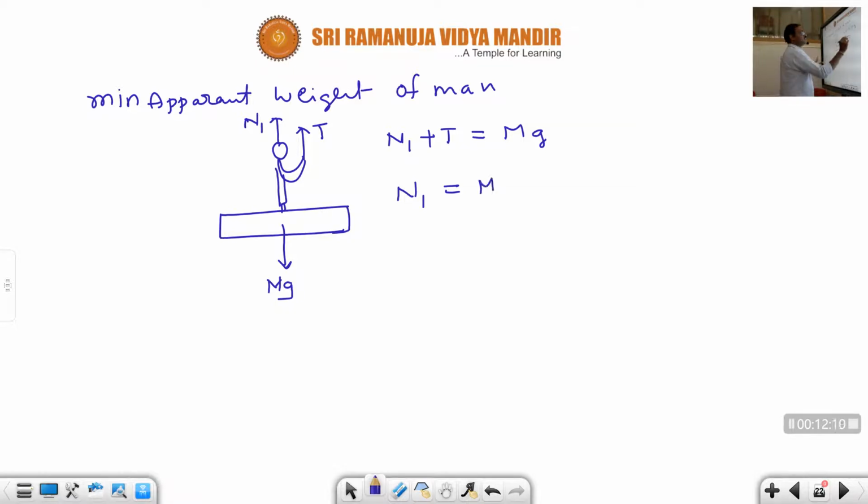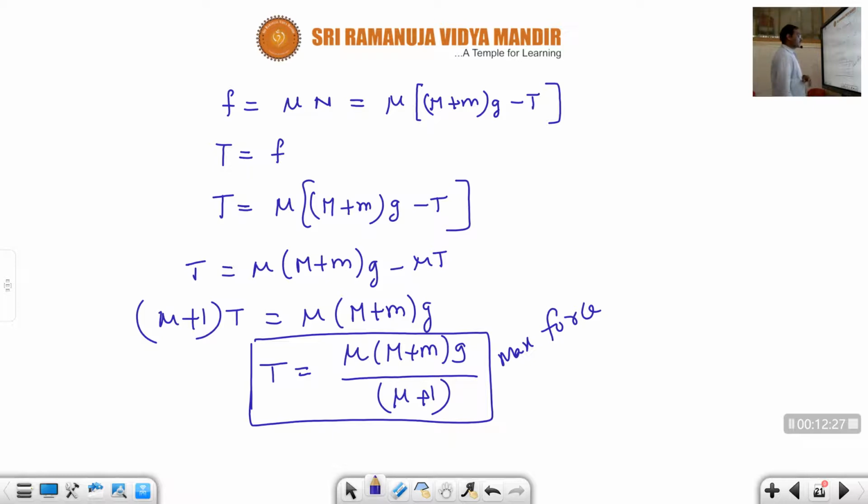That means N1 is equal to Mg minus T. Sometimes they will ask a question: if the man stands on a weighing machine, what is the reading of the weighing machine? The reading of the weighing machine is nothing but the process of finding N1 only. That means N1 is equal to Mg minus T, where T is the tension.